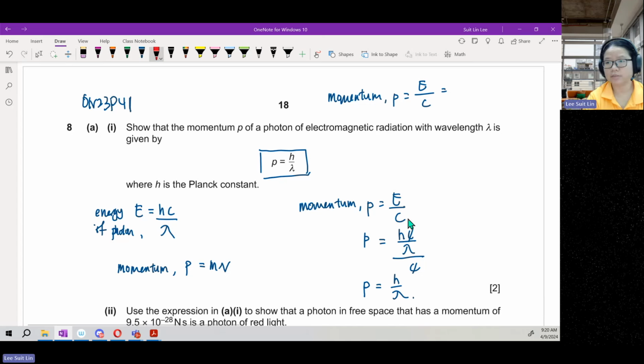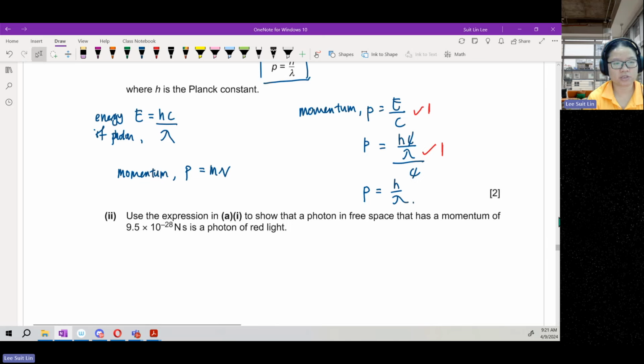Okay, so this one is 1 mark, and then you show the algebra leading to the answer is the other mark. Okay, moving on to part 2. Use the expression in A1 to show that a photon in free space has a momentum of this much. It's a photon of red light. Use the equation P is equal to h over lambda.